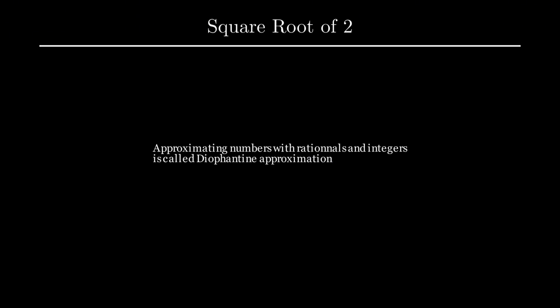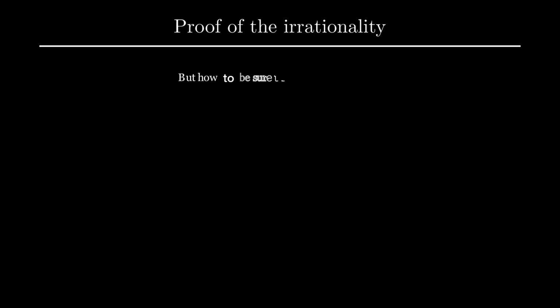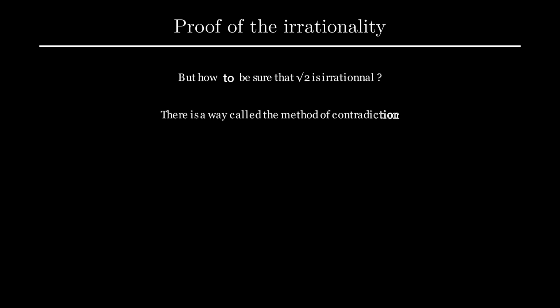The process we just used is called a Diophantine approximation. It consists of trying to express irrational numbers with integers and rationals. But how can we be sure that the square root of 2 is irrational? Well, there is a method called proof by contradiction. It consists of assuming the opposite of what we are trying to prove to find a contradiction.